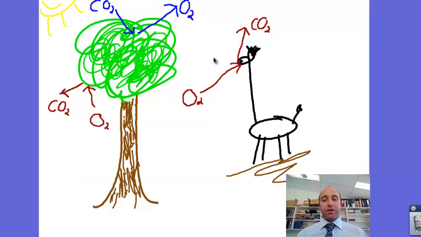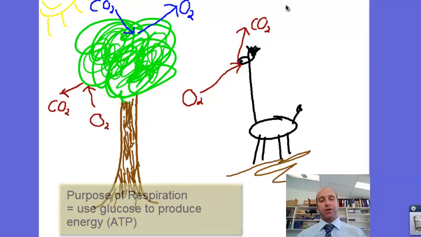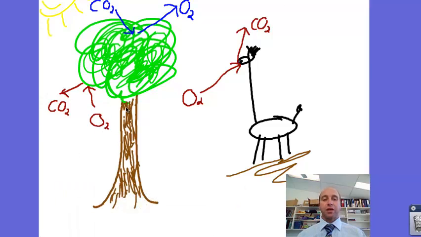The other process that we have going on is respiration. And we have in our giraffe here on our right hand side, he's undergoing respiration, taking in oxygen and breathing out carbon dioxide. And the same process happens in plants who respire as well as photosynthesize. Oxygen going in and carbon dioxide going out.